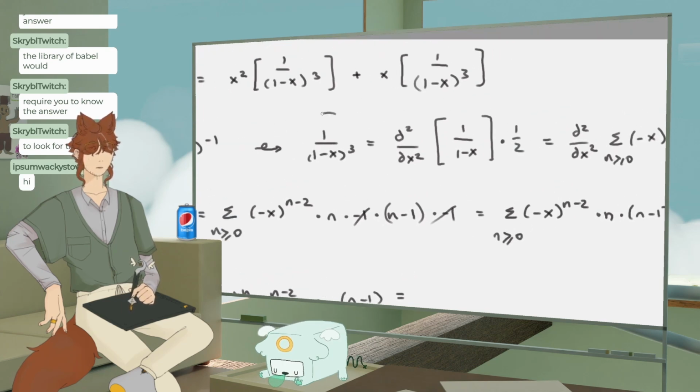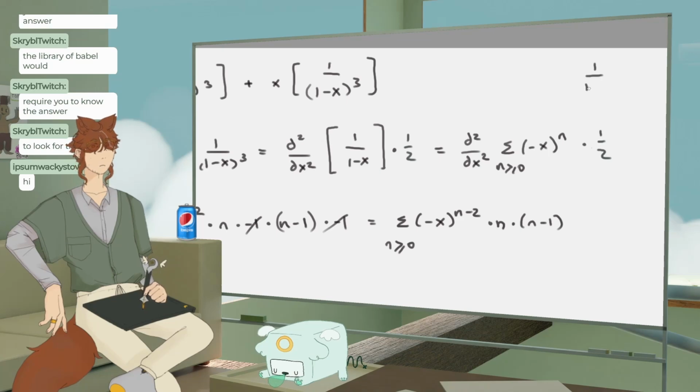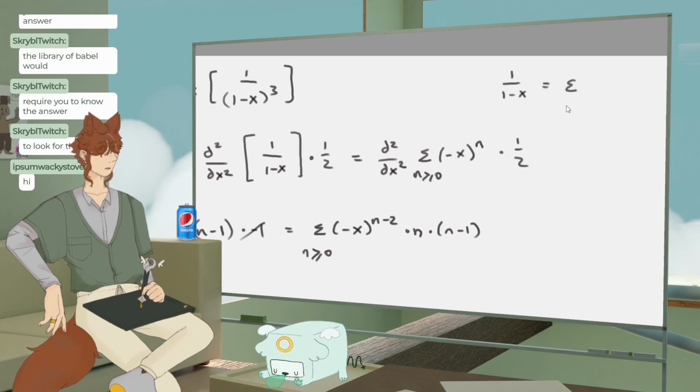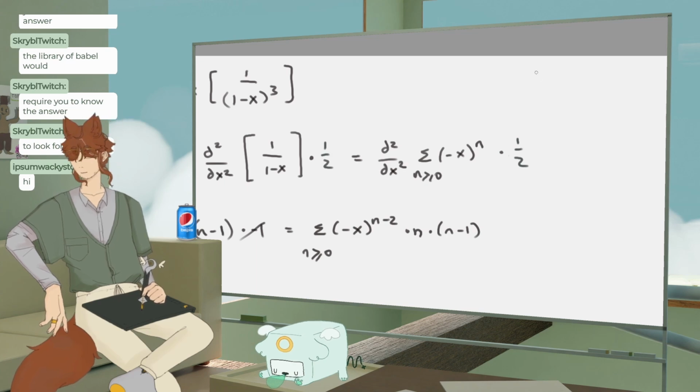Yeah, so, what I was saying was this. We're trying to figure out the power series that this is equal to, because it's cubed, right? And we know that 1 over 1 minus x is going to equal the power series of x to the n. This is a geometric series, I think. It's been more than a year since I did this, and now I have to be able to do it on command.